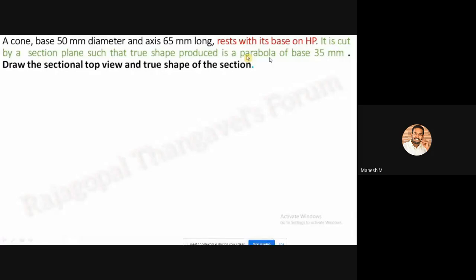So if we are creating a circle, you will be getting a true shape with different structure. Here the structure is explained. So the true shape structure is that parabola of base 35 mm. Okay, so the base of your parabola is 35 mm.